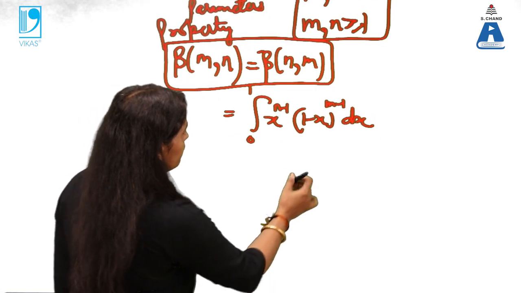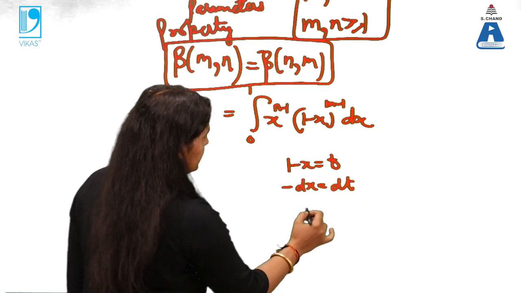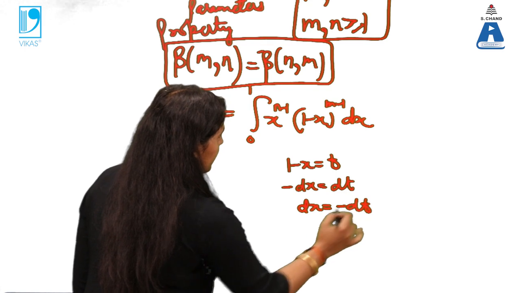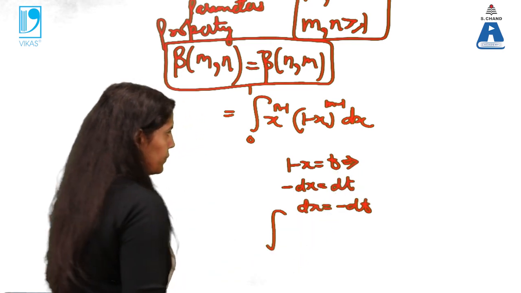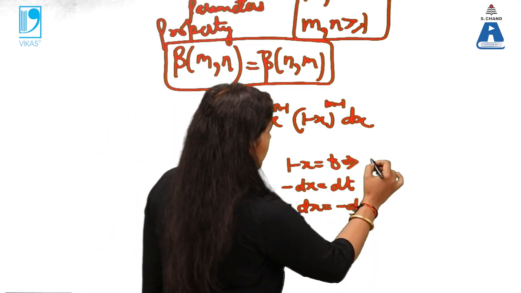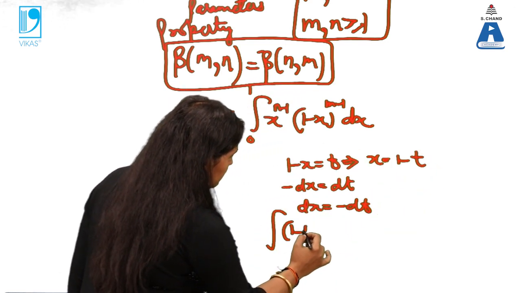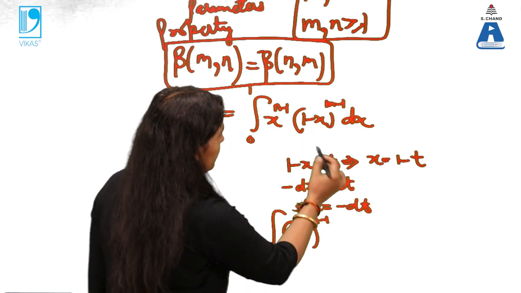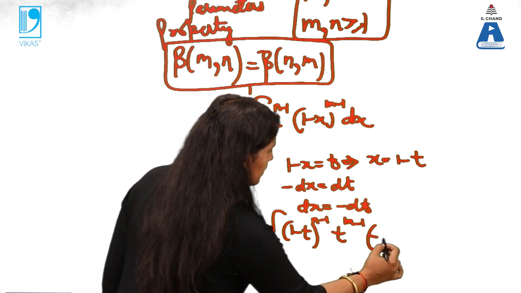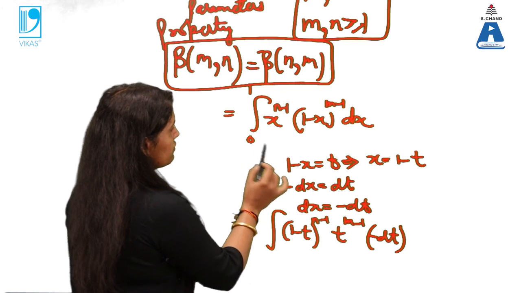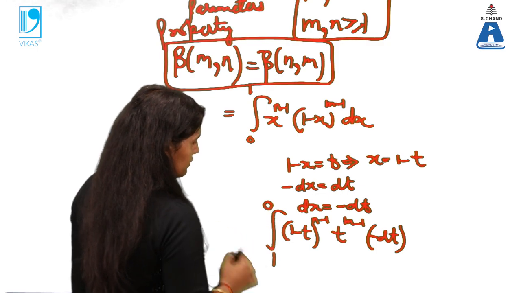You can see also, if I just let 1 minus x equal to t, then minus dx will be dt, dx will be minus dt. Now you just see how the property is true. So, x value will become 1 minus t. So, 1 minus t to the power n minus 1, and 1 minus x is t, to the power m minus 1. My dx is minus dt. See the limits? When you are substituting 0, the t limit is 1. When you are substituting 1, the t limit is 0.